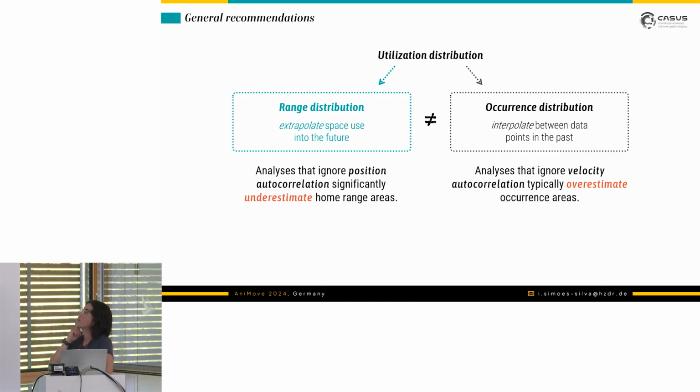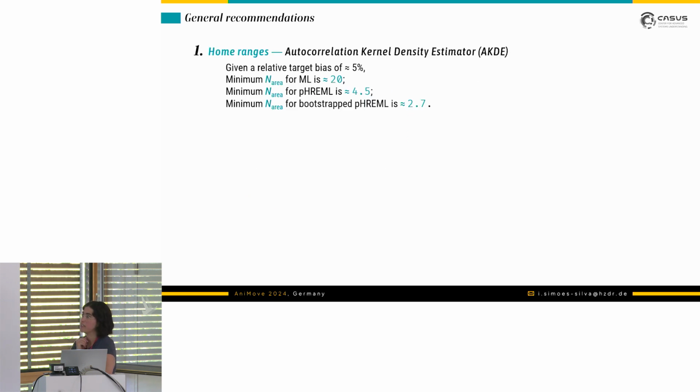Okay, so just another series of general recommendations. If you're trying to focus on range distribution methods, if you see an analysis that's ignoring this position autocorrelation, it will typically underestimate home range areas. And if you're trying to look at this occurrence distribution, if it's ignoring velocity autocorrelation, you're typically overestimating occurrence areas. So you're losing one or the other.